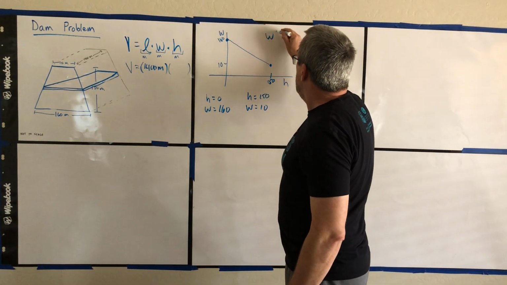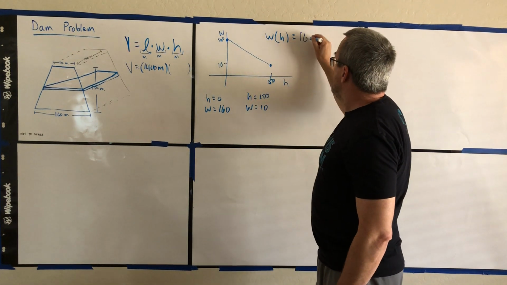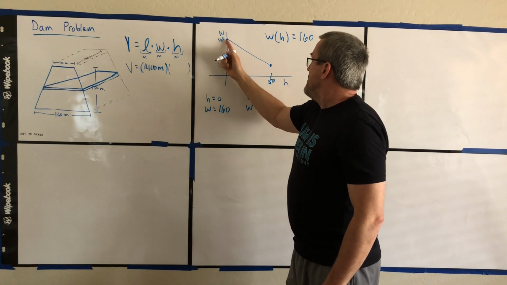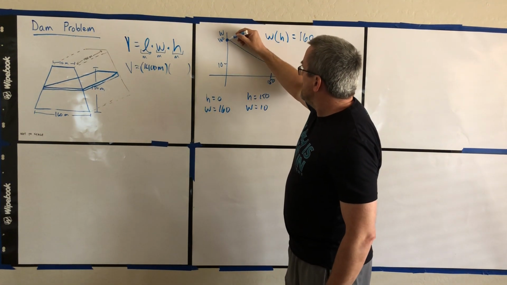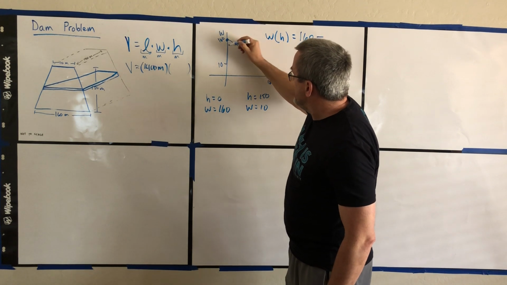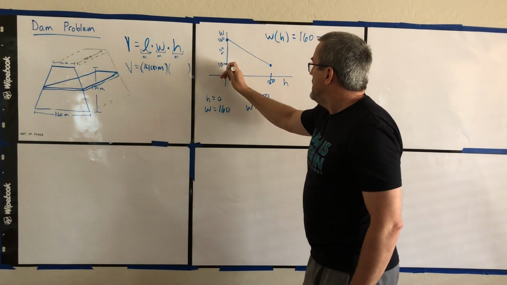So we have a linear function here. So width is a function of height, and that width is with that intercept of 160. When then we subtract some amount. The amount that we're subtracting is this. Notice that we go down to 10. That's a change of 150 meters.